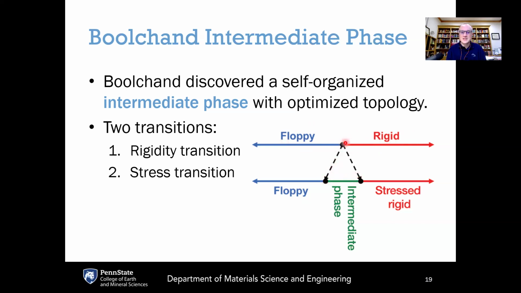So it's no longer just a single rigidity percolation threshold, but two transitions. There is first a rigidity transition, which goes between a floppy network and what's called the Boolchand intermediate phase. This rigidity transition occurs here at the left. And then there is a second transition, which is called the stress transition. The second transition occurs between the intermediate phase and what's called a stressed rigid network.